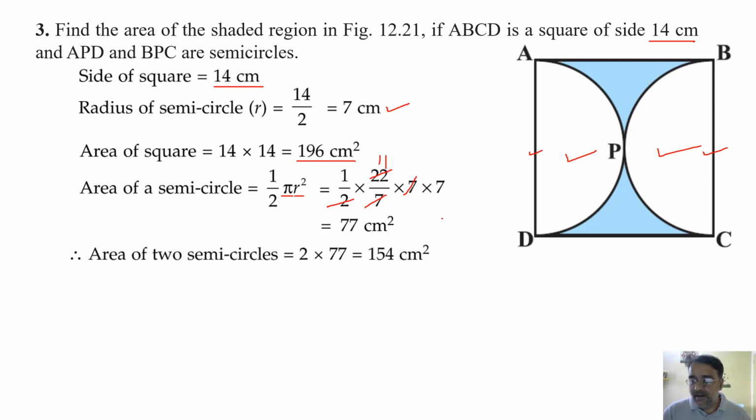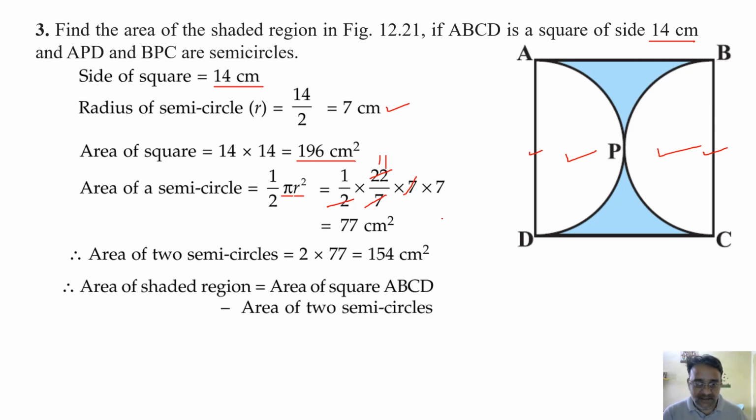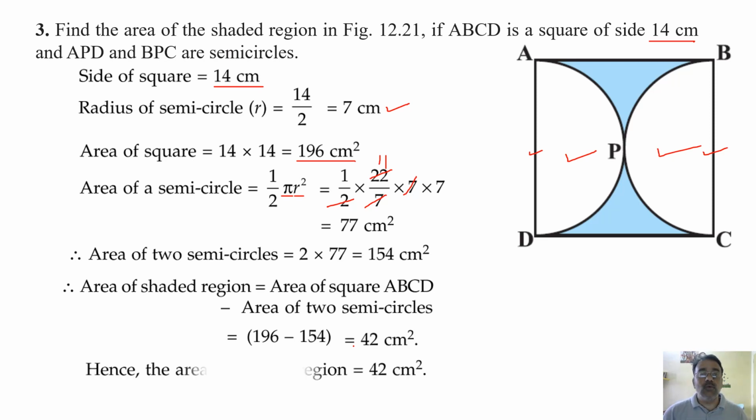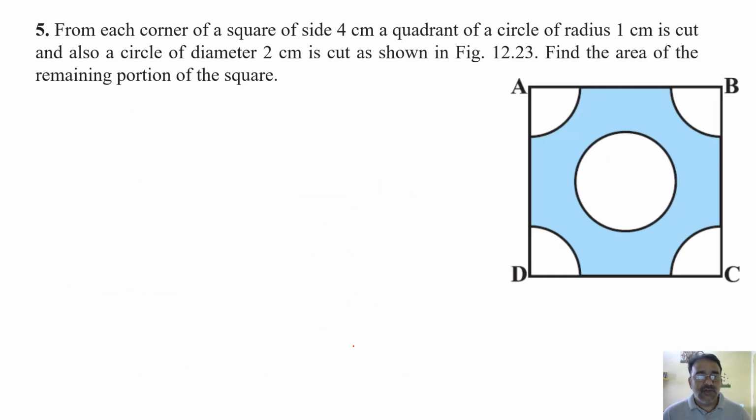Now at the beginning I told you that the area of the shaded region will be equal to area of square minus area of two semicircles. So 196 minus 154, you will get 42 centimeters square. So this is the required area of the shaded region. Any doubt in this question? No, sir. Okay, so now we'll move towards the fifth question. We are doing only selected questions.